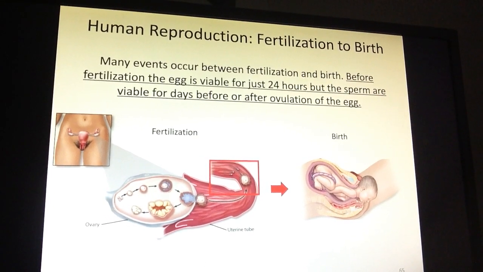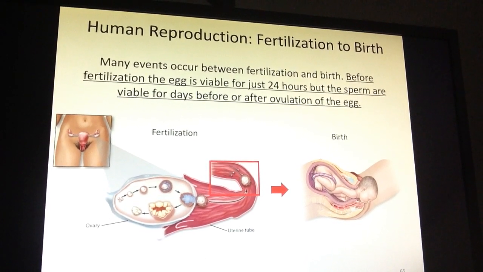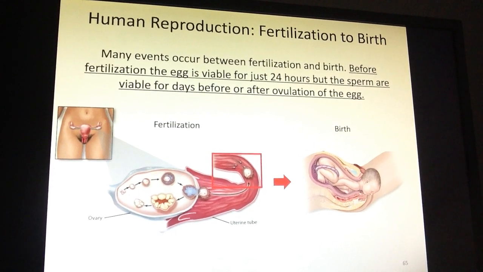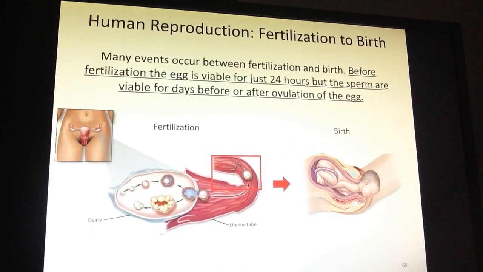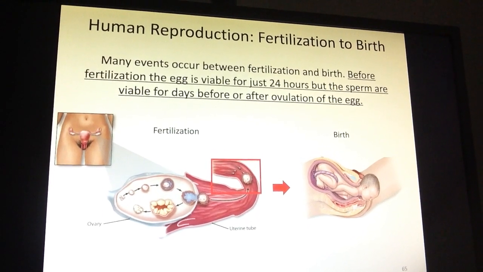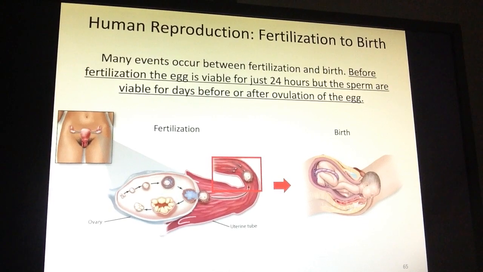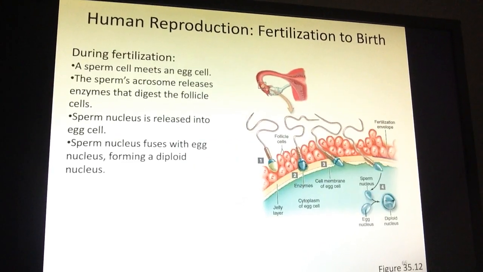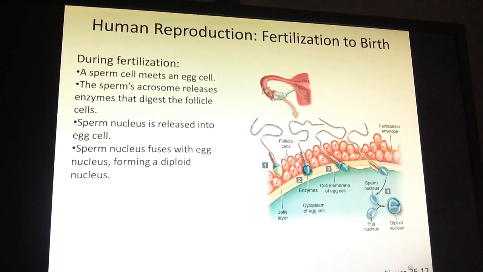All right, so the egg is only viable for 24 hours after ovulation, and the sperm needs to fertilize it within that window. Now realize the sperm can be there for up to 5 days, and so you could have had sex 5 days prior, and then get pregnant. So that's an important thing to realize.